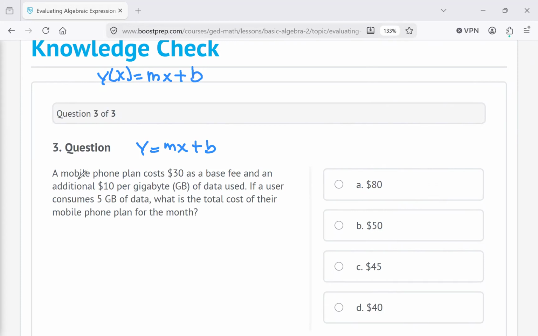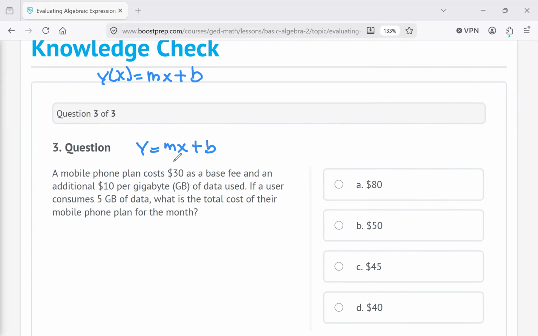Okay. Now why are we using this? Because we have some kind of slope or an uncontrolled value. It said it costs an additional $10 per gigabyte of data. So that's like an uncontrolled value or an uncontrolled cost. That's how I know I'm going to use y equals mx plus b.